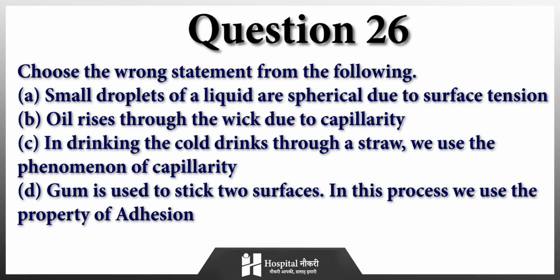Choose the wrong statement from the following. Small droplets of liquid are spherical due to surface tension. Oil rises through the wick due to capillarity. In drinking the cold drinks through a straw, we use the phenomena of capillarity. Gum is used to stick to surfaces; in this process, we use the property of adhesion. The wrong statement is, in drinking the cold drinks through a straw, we use phenomena of capillarity.